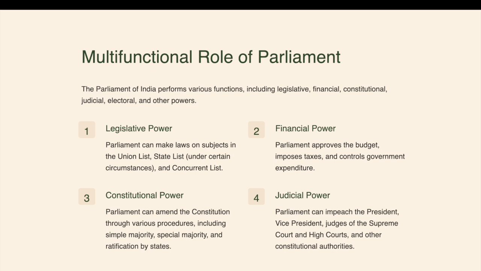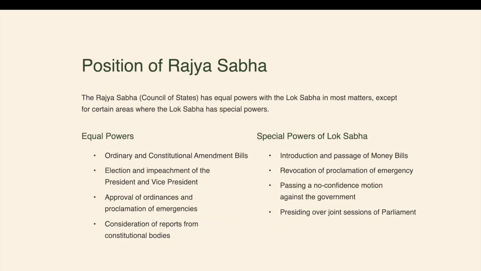Now there is the multifunctional role of parliament. It has legislative power, and can make laws on subjects in the union list, the state list under certain circumstances, and the concurrent list. It also has financial power. Parliament approves the budget, imposes taxes, and controls government expenditure. It has constitutional power. Parliament can amend the constitution through various procedures, including simple majority, special majority, and ratification by states. And then it has judicial power. Parliament can impeach the president, vice president, judges of the Supreme Court, High Court, and other constitutional authorities.